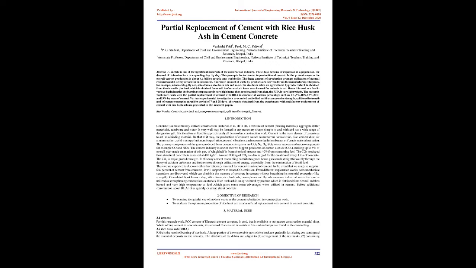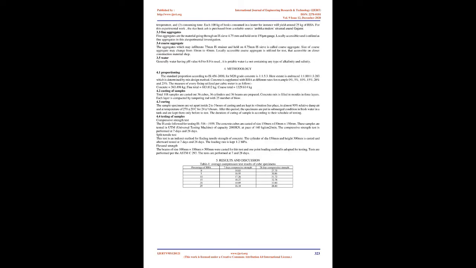Around 900 kg of CO2 are discharged for the production of every 1 ton of cement. The CO2 is a major greenhouse gas. In this way, cement manufacturing contributes greenhouse gases both directly through the decomposition of calcium carbonate and also through utilization of energy, especially from the combustion of fossil fuel. Thus we need to discover other alternative material for cement. If we are able to replace a few percent of cement in concrete, it will be helpful to reduce CO2 emission. From various research works, some industrial wastes are found which can reduce the amount of cement in concrete without compromising its essential properties, like strength.